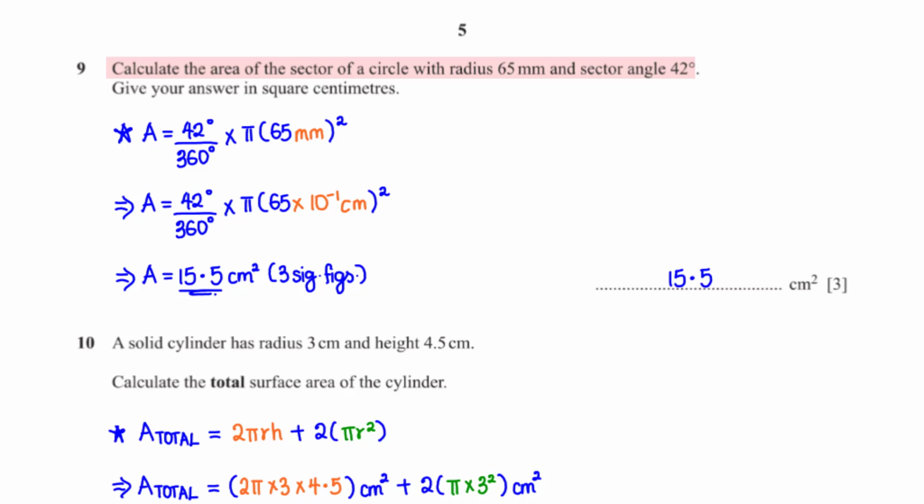Calculate the area of the sector of a circle with radius 65 millimeters and sector angle 42 degrees. Give your answer in square centimeters. By applying the formula for area of a sector, we have 42 degrees divided by 360 degrees times pi times 65 millimeters squared. To convert 65 millimeters to centimeters, we multiply by 10 raised to the power -1.